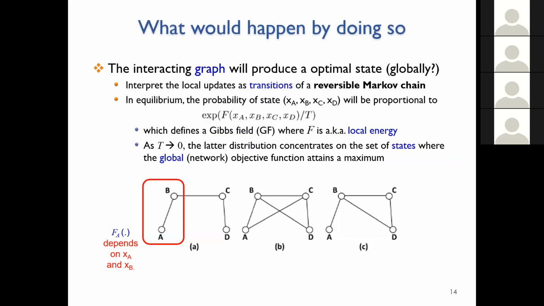So the graph here, as mentioned earlier, you can interpret it as a Markov chain. You can interpret the local update, which means how you're going to change your power level for A, B, C, D, as transitions in a reversible Markov chain. And this is the way that at the end you can prove the convergence property.